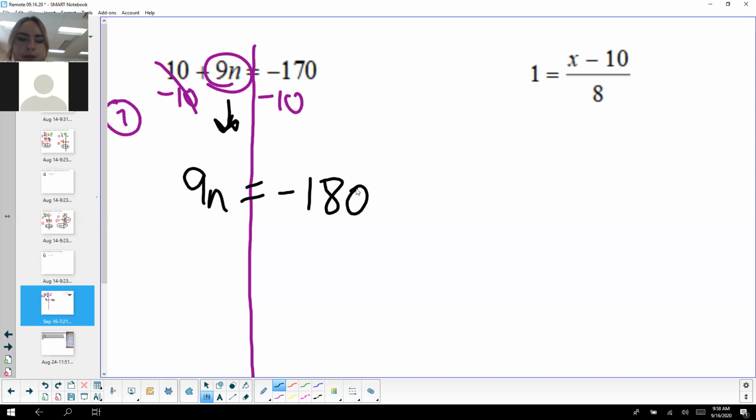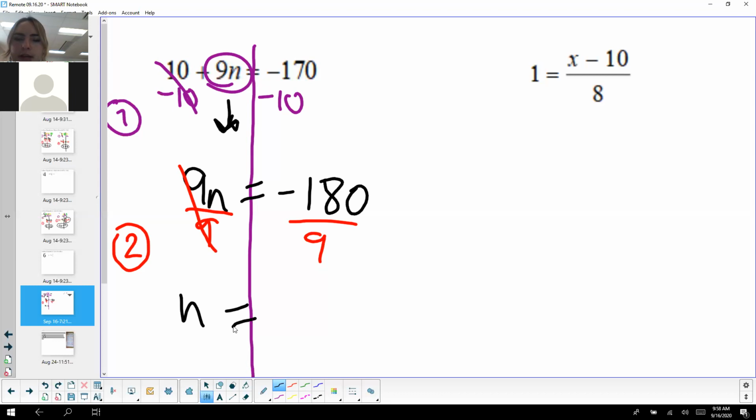All right, now I'm on to step 2. When I've got a number right next to a variable like 9n, I'm going to divide to find what n is, because those are being multiplied. 9n is the same thing as 9 times n. So I'm going to divide using the opposite of multiplication. I'm going to divide both sides by 9. So n is going to give me negative 180 divided by 9.